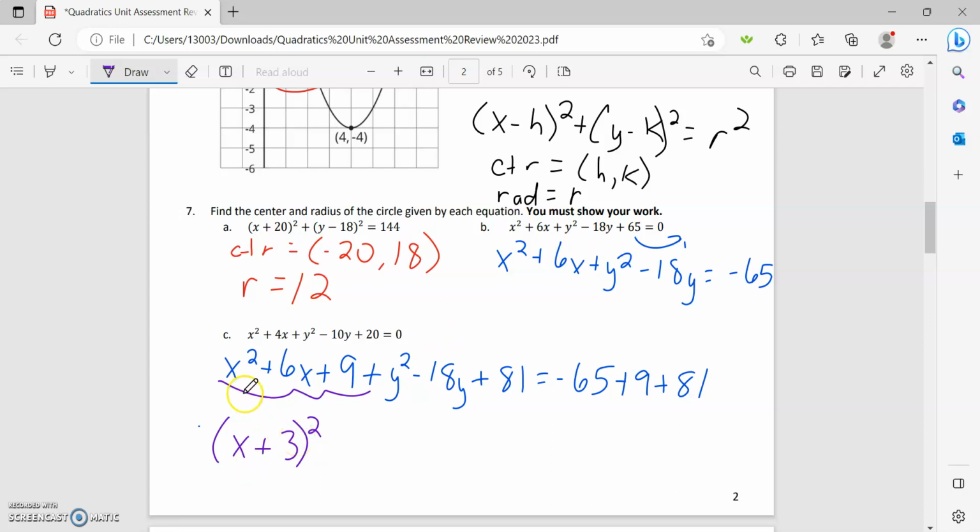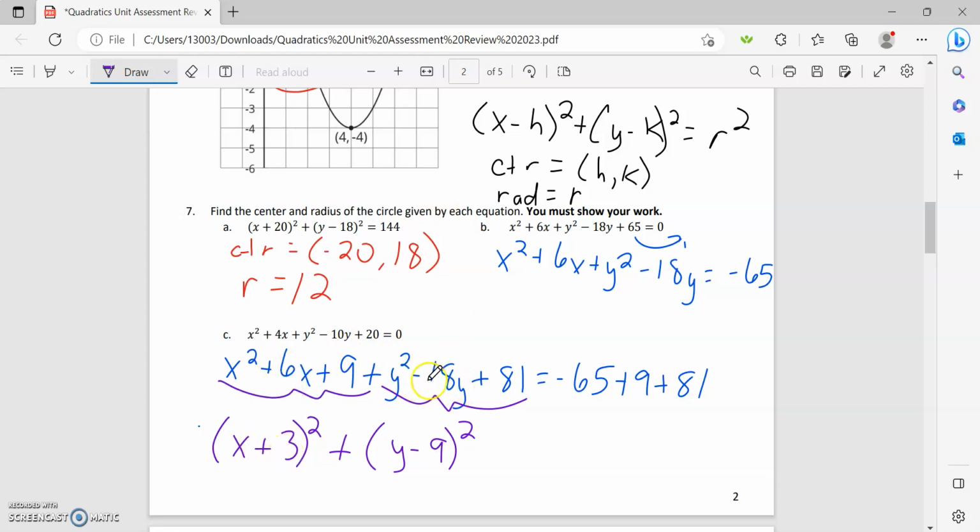You can check it. Sure, it checks out. X squared plus 3x plus 3x is 6x, plus 3 times 3 is 9. Yeah, it checks out. And I can do the same thing over here. So x plus 3 squared, y minus 9 squared, check it out, works. Y squared minus 9y minus 9y, checks out. Negative 9 times negative 9, checks out. Okay, so we're good.